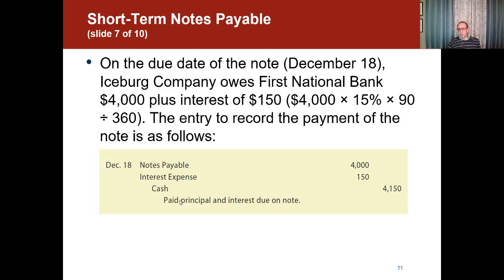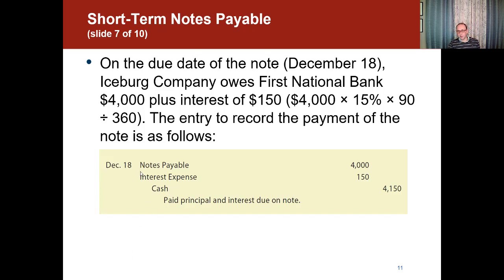On the due date of the note, which is December 18th, Iceberg Company owes First National Bank the $4,000 plus the interest. Remember, the interest was for 90 days, 15%. So we take the principal, 4,000, multiply by 15%, multiply by 90 over 360. 15% is the interest rate, 90 over 360 is the period. And again, it's a short period because it's less than 1 year. So it's a current liability.